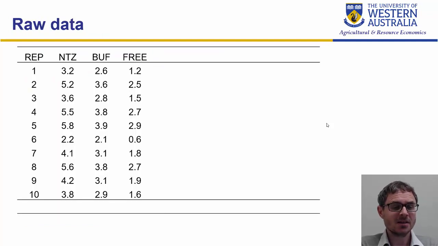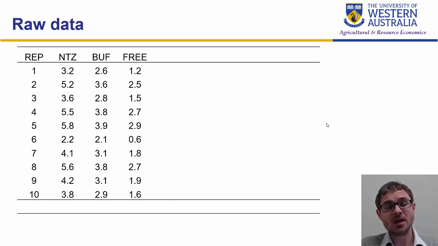Okay, so what might our data look like? Our data looks like something like this. This is the mean trophic level for my NTZ, that would be my no-take zone. BUF would be my buffer zone where I'm allowing recreational fishing, and the free access zone. This is commercial, this is the everything goes zone. So for each of these different zones, I've got measurements on the trophic level. What do I do with them?